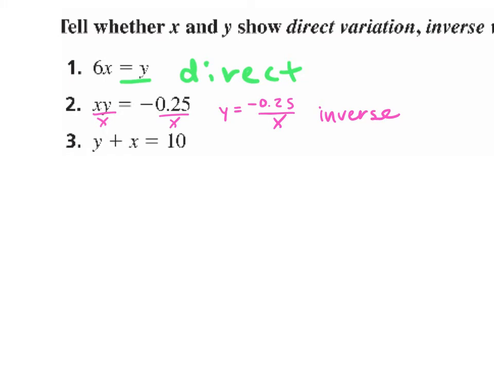Number 3, how do we solve for y? Subtract x on both sides. So y is equal to 10 minus x. Is this direct variation, inverse variation, or neither? Neither. Any questions here?